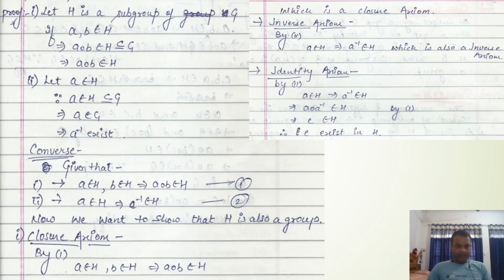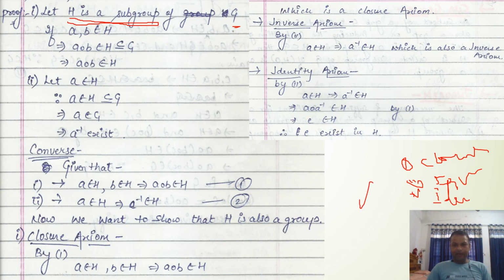So let's discuss the proof of this theorem. First, we assume that H is a subgroup of G. It means it satisfies four properties. The first property is closure. The second property is the inverse property. The third property is related to identity. And the fourth property is associativity. So these four properties will also be satisfied by this set H.